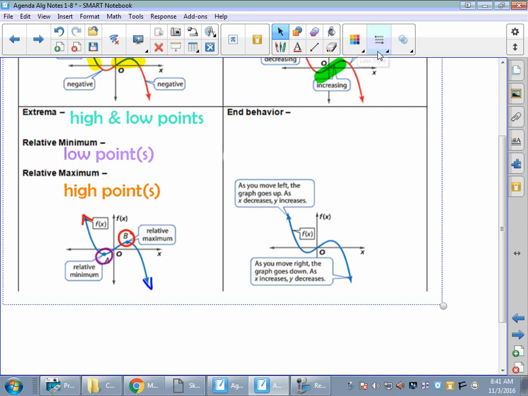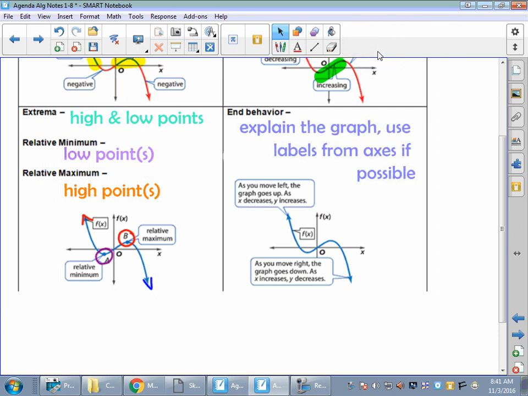And last but not least, when we talk about end behavior, for right now, we're just going to explain the graph and use the labels. Notice in this example, in this table, I didn't have labels like degrees Celsius and time in hours. So all I could say is the graph is decreasing, and then it increases, and then as you move right, the graph goes down. As you get into more algebra, we'll talk about end behavior more specifically, but really we're going to just explain the graph.